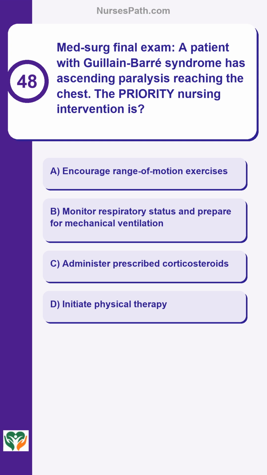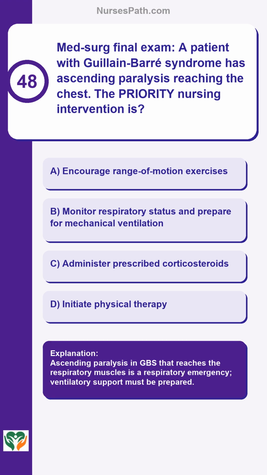Question 48. Medsurg final exam. A patient with Guillain-Barré syndrome has ascending paralysis reaching the chest. The priority nursing intervention is? Encourage range of motion exercises. Monitor respiratory status and prepare for mechanical ventilation. Administer prescribed corticosteroids. Initiate physical therapy. Ascending paralysis in GBS that reaches the respiratory muscles is a respiratory emergency. Ventilatory support must be prepared.